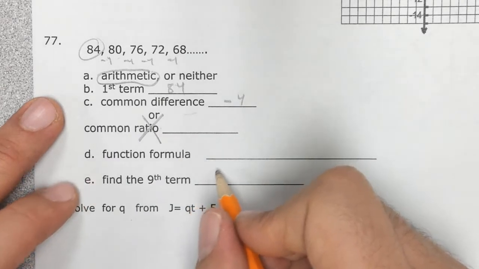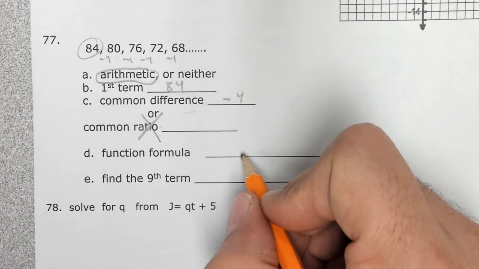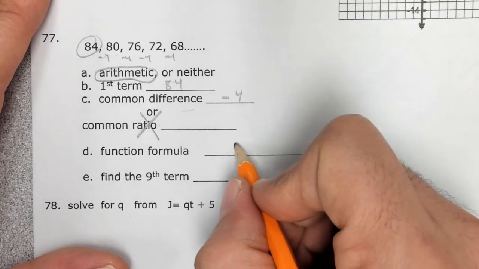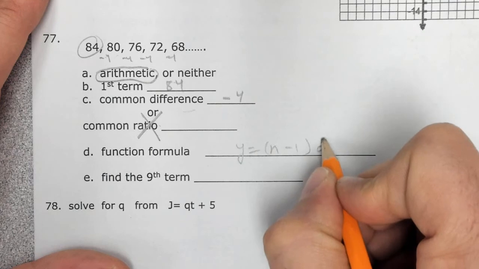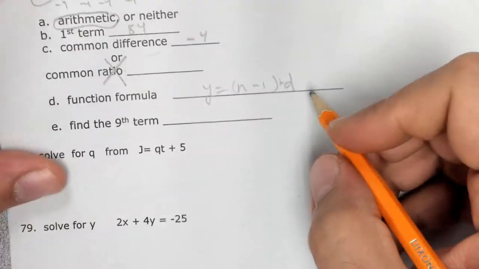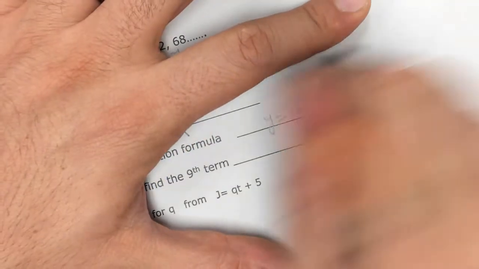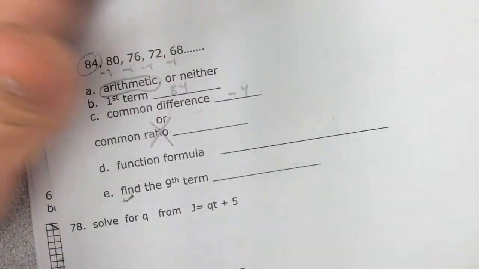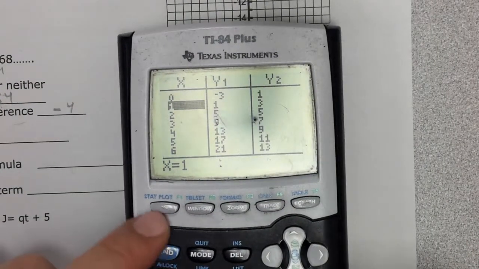And you want the function formula and to find the 9th term. There's a formula for that, but I don't really remember what it was. So instead of using the formula, you can ask your teacher. I'm going to use the table. Much easier for me.